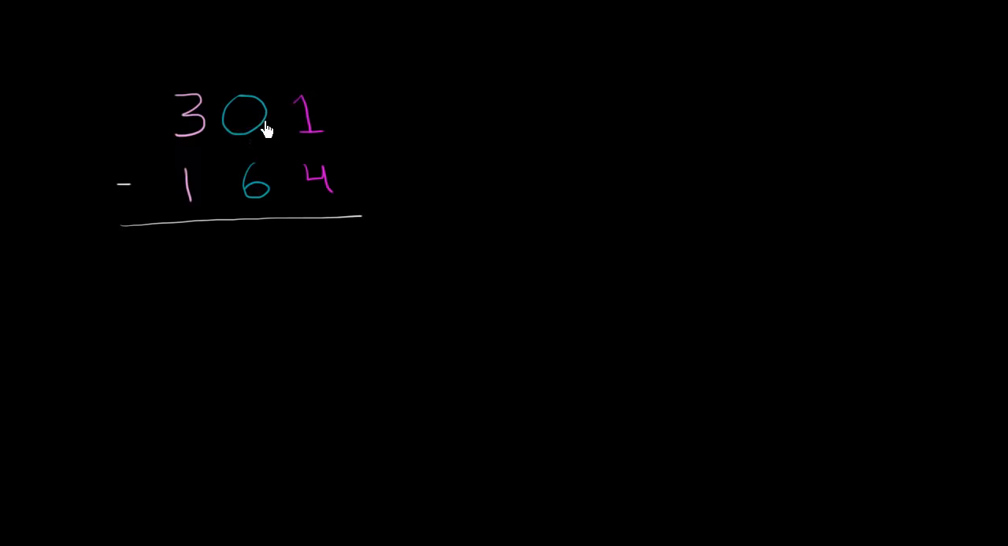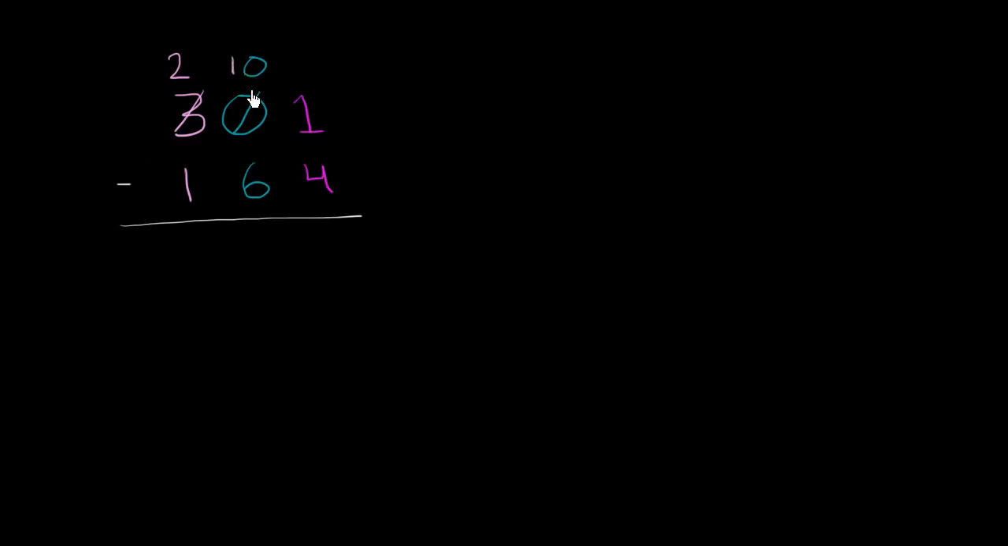So the way I would tackle it is first borrow for the tens place. So we have nothing here. So let's regroup 100 from the hundreds place. So that's equivalent to borrowing a 1 from the hundreds place. So that's now a 2. And now in the tens place, instead of a 0, we are going to have a 10.